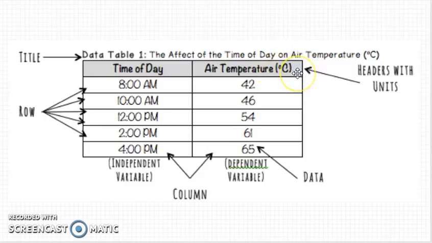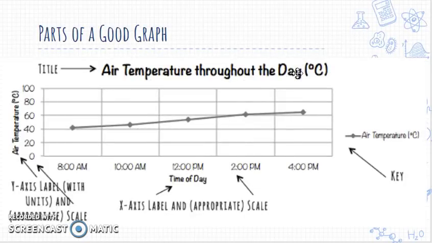So in this case, degrees Celsius or degrees Fahrenheit, millimeters or milliliters would be appropriate units to place into that. You can use your data table to help you set up your graph. So when you're looking at your notes, I want you to add all of the specific parts that are important to include on a graph.